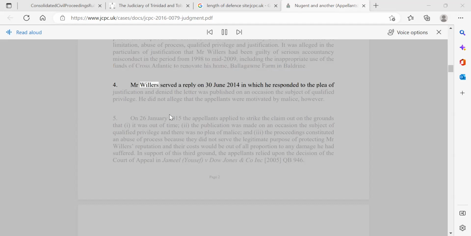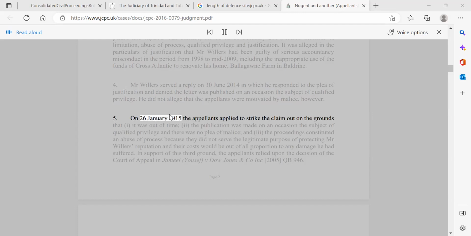4. Mr. Willers served a reply on June 30, 2014 in which he responded to the plea of justification and denied the letter was published on an occasion the subject of qualified privilege. He did not allege that the appellants were motivated by malice, however.